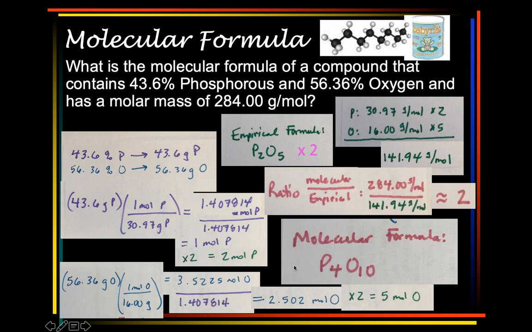How could you check your work? Add up this molar mass. 30.97 times 4, 16 times 10, add it up. It better be equal to 284.00. Otherwise, you would know you made a mistake somewhere. So there are different ways you can check your work.